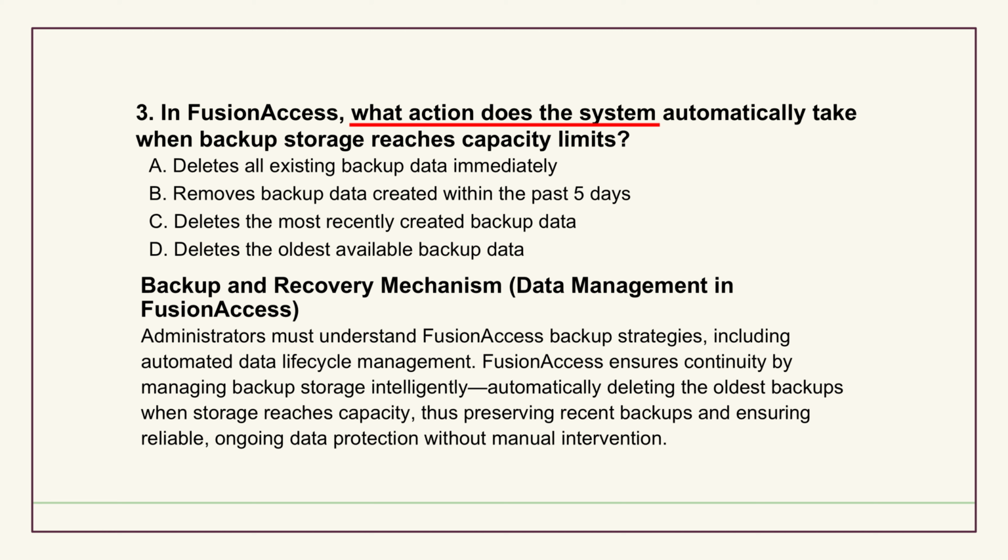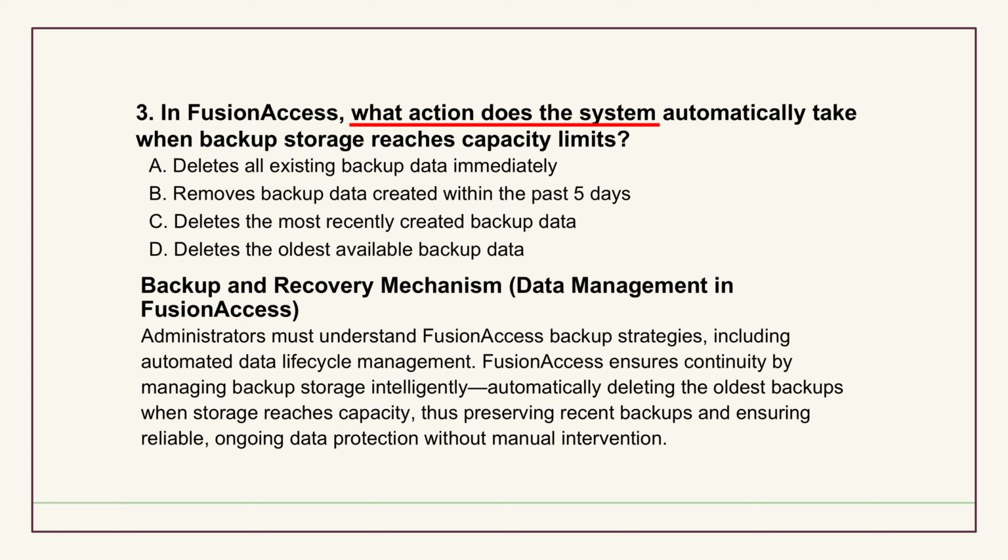Think about this one for a second, everyone. What makes the most sense for a system that's all about protecting your data? This question really gets to the core of how Fusion Access does backups. Option A, deleting all your backups. That would be a disaster. Option B, removing backups from the past 5 days seems a bit random. And option C, deleting the newest backup. That means losing your most up-to-date copy.